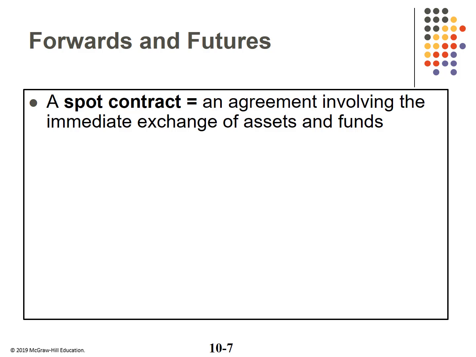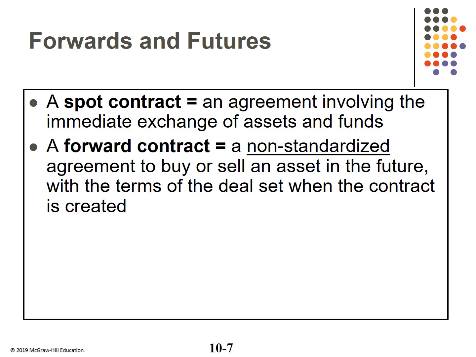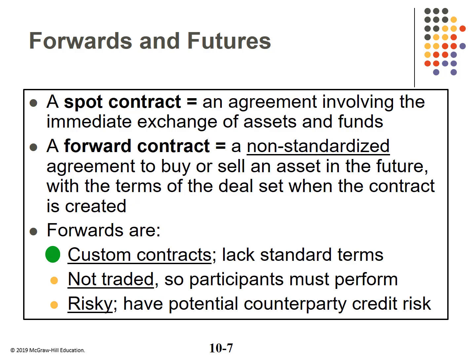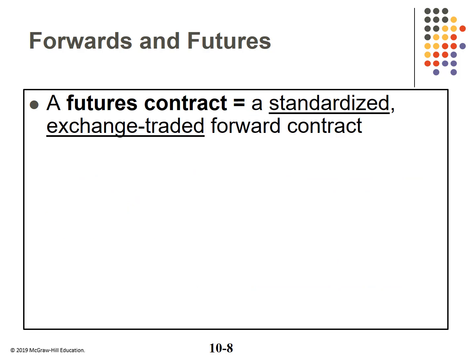Getting back to the basics of derivatives, let's look at three types of contracts. A spot contract is an agreement to exchange assets and payment immediately, and as we've mentioned, immediate in the spot market can mean 2 to 3 days. A forward contract is not standardized. It's customized to the needs of the two counterparties. There are no standard terms on a forward contract. These are not traded, so they are risky. Either counterparty could default. A futures contract is standardized and exchange traded.